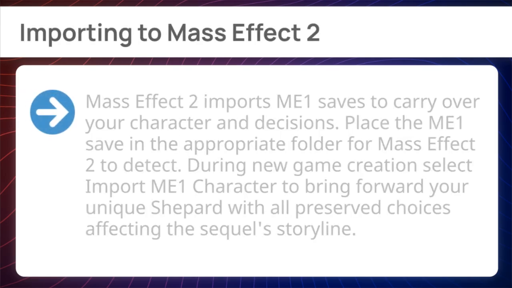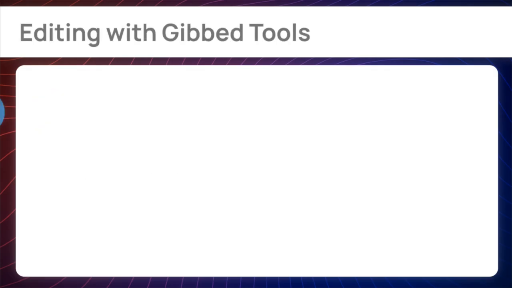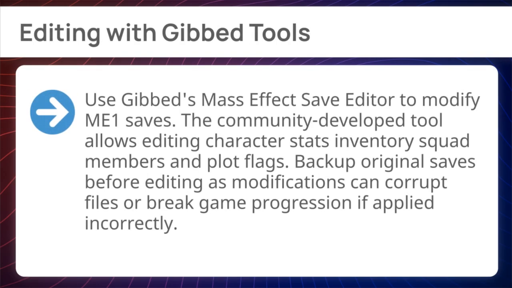Next, importing to Mass Effect 2. Mass Effect 2 imports ME1 saves to carry over your character and decisions. Place the ME1 save in the appropriate folder for Mass Effect 2 to detect. During new game creation, select Import ME1 Character to bring forward your unique Shepard with all preserved choices affecting the sequel's storyline.